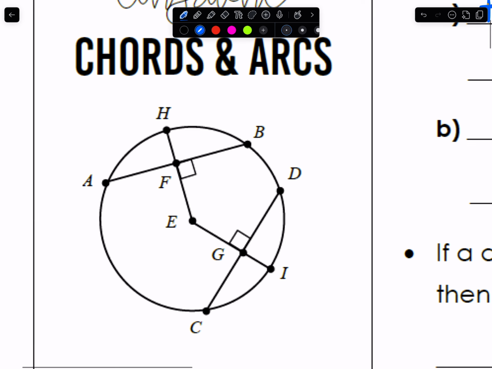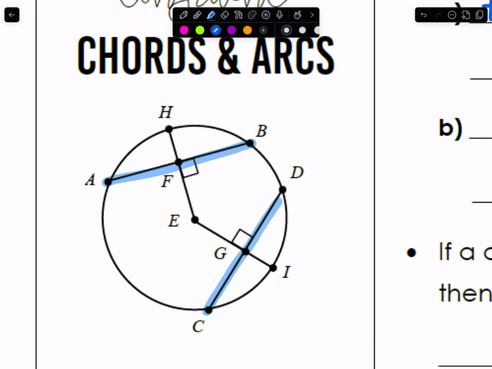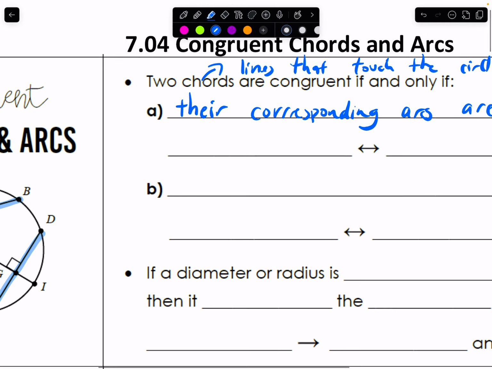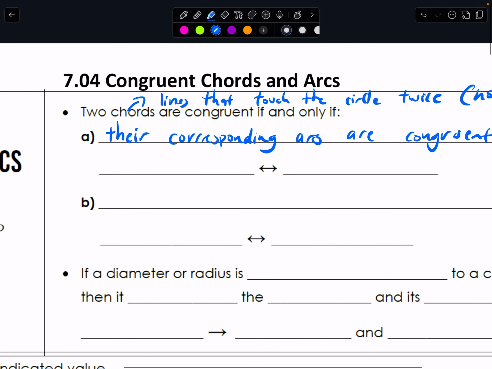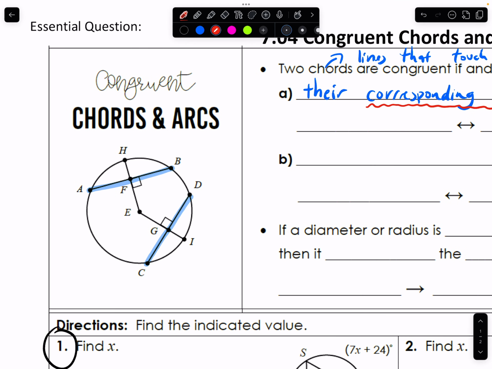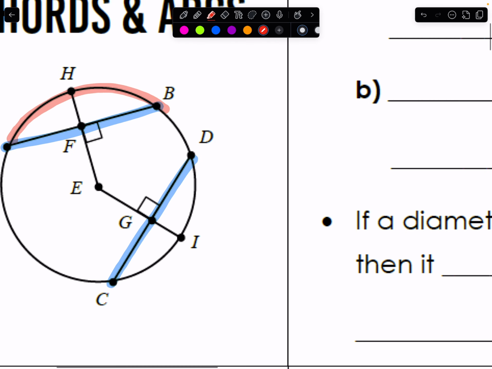So here we have one chord. Let's call this chord AB. And we also have a second chord, chord CD. So what this sentence is saying is these chords are congruent if and only if their corresponding arcs are. Corresponding arcs are going to be the arc that is cut off with the chord. So that's going to be arc AB. And then the other corresponding arc with the other chord is going to be arc CD.